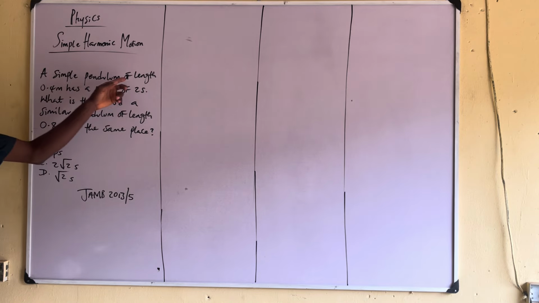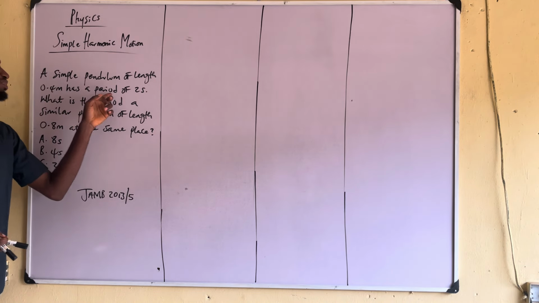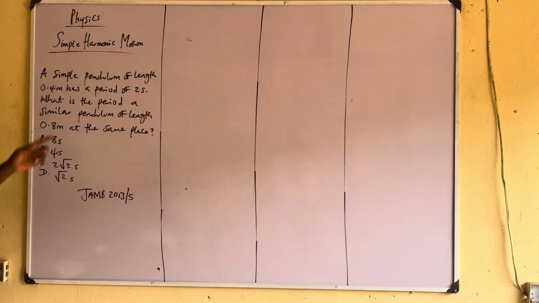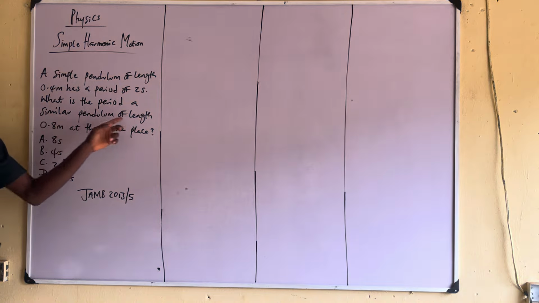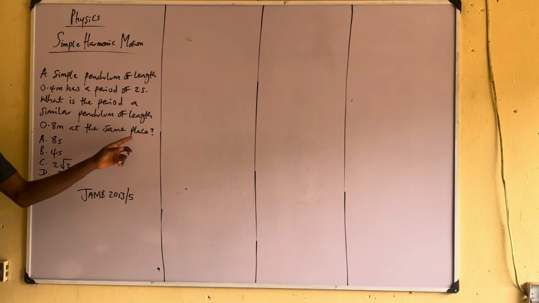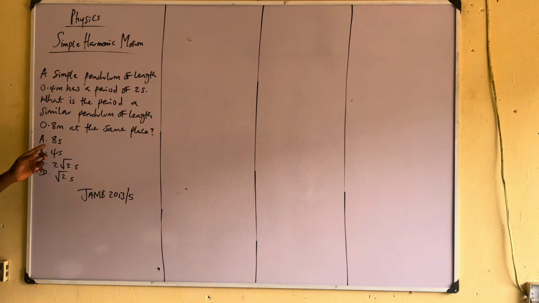The simple pendulum of length 0.4 meter has a period of 2 seconds. What is the period of a similar pendulum of length 0.8 meter at the same place? Option A: 8 seconds. Option B: 4 seconds. Option C: 2 seconds. Option D: 2 root 2 seconds. JAM 2013/5.